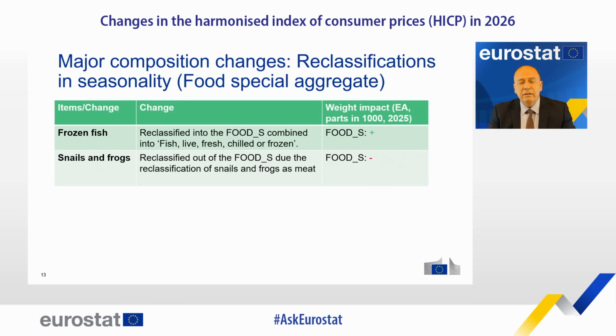We have major composition changes also in the case of seasonal food, the seasonal food special aggregate, and these are relevant to the move of frozen fish to the seasonal special aggregate, and the move of snails and frogs out of the seasonal item because of their reclassification in meat.